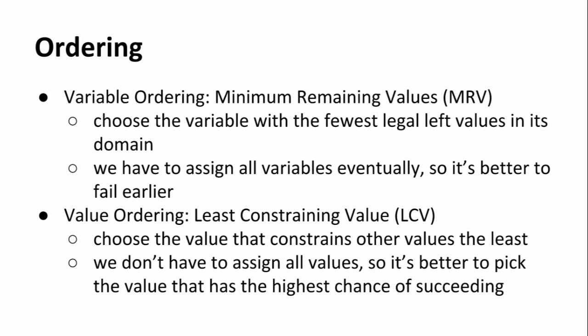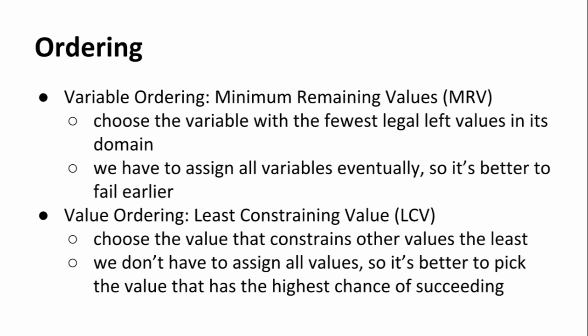And the reasoning here is we have to assign all variables eventually, but we don't have to try all values. So rather than picking a value that might fail very quickly, that we might as well have not tried at all, we instead want to pick the value that has the highest chance of succeeding. Because if we get lucky with a value and it succeeds, then all of the values that we didn't check, that's just more work that we didn't have to do.